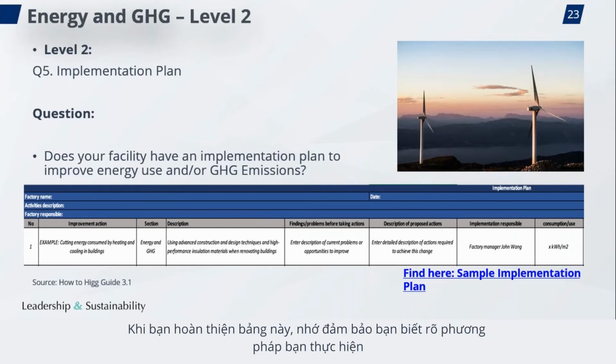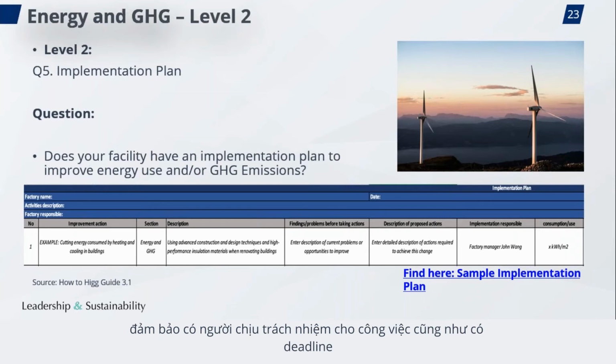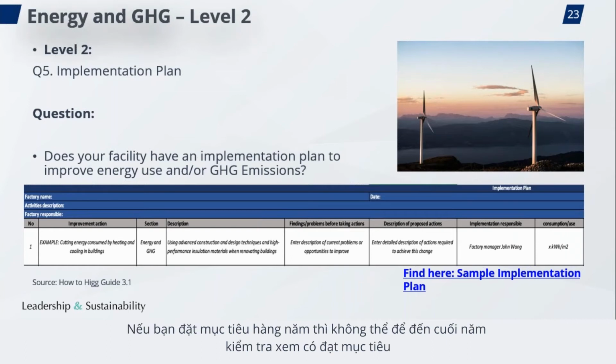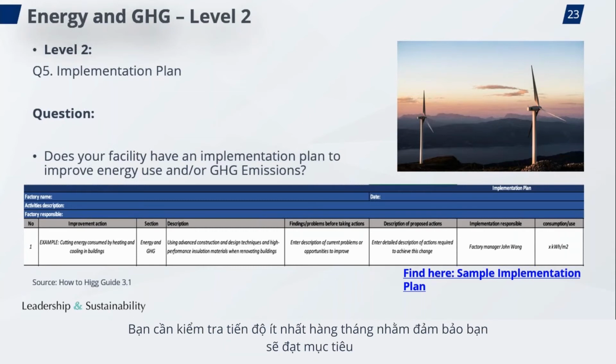And so when you complete this table, you make sure that you know which measures you want to take. You also make sure that you have someone who is responsible for it, and also what your deadlines are. And obviously, if you set an annual target, you should not just monitor on an annual basis. So at the end of the year, check if you have saved energy. Really, of course, you need to do this on at least a monthly basis to make sure that you can really reach your target. And if you are not doing that, you need to take other, additional measures.